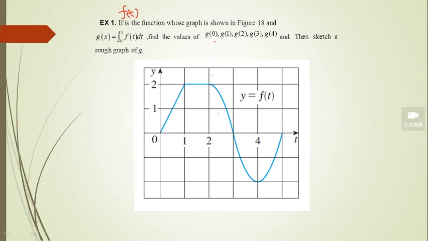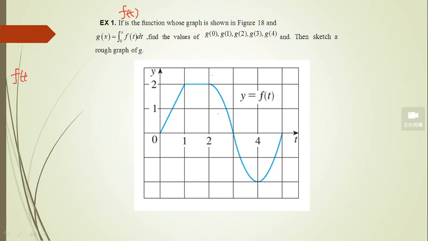Find the value of the function g at 0, 1, 2, 3, 4, and then sketch a rough graph for function g. Now, let's look at the function f(t), where t is the independent variable. Of course, f(t) is defined from 0 to 5. So f is continuous, no problem. f is continuous on the closed interval.